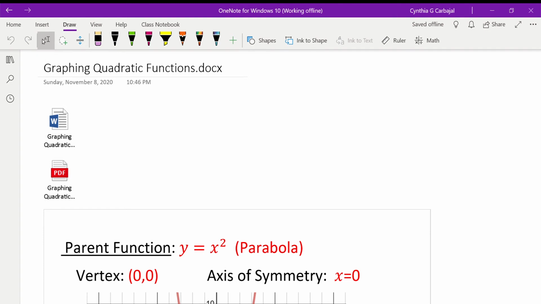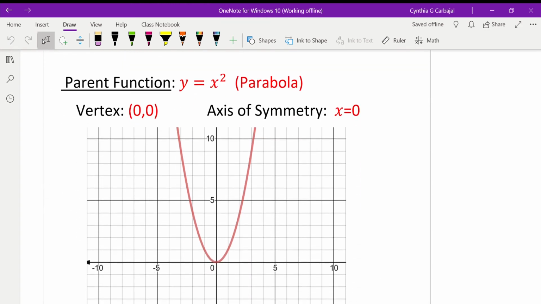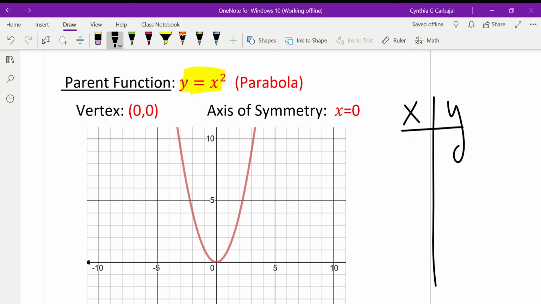Alright guys, today we're going to be graphing quadratic functions. I'm going to start with the quadratic parent function, which is y equals x squared, where the x is our input, the y is our output. So let's say that I have a table to calculate my answers here, and I start with 0.